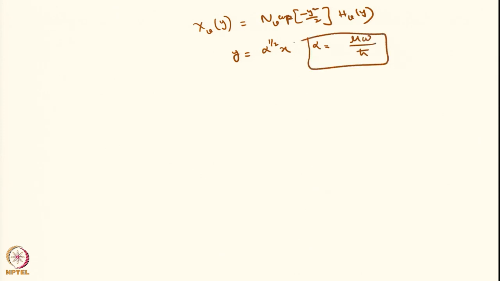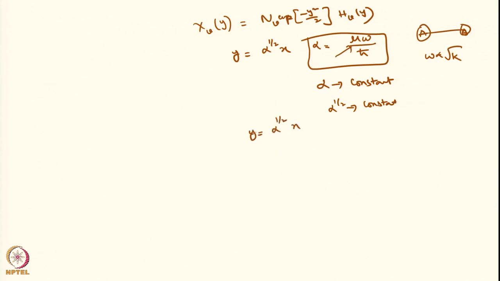Alpha is this. Now, mu is the reduced mass for masses A and B, so mu is a constant. Omega is also constant because omega is related to the square root of k, and k is related to the potential. So this also is a constant, h bar is a constant. So alpha is a constant, and alpha to the power of half will also be a constant. That means when you have y equal to alpha to the half times x, the shape of the function of y will be the same as the variable x.